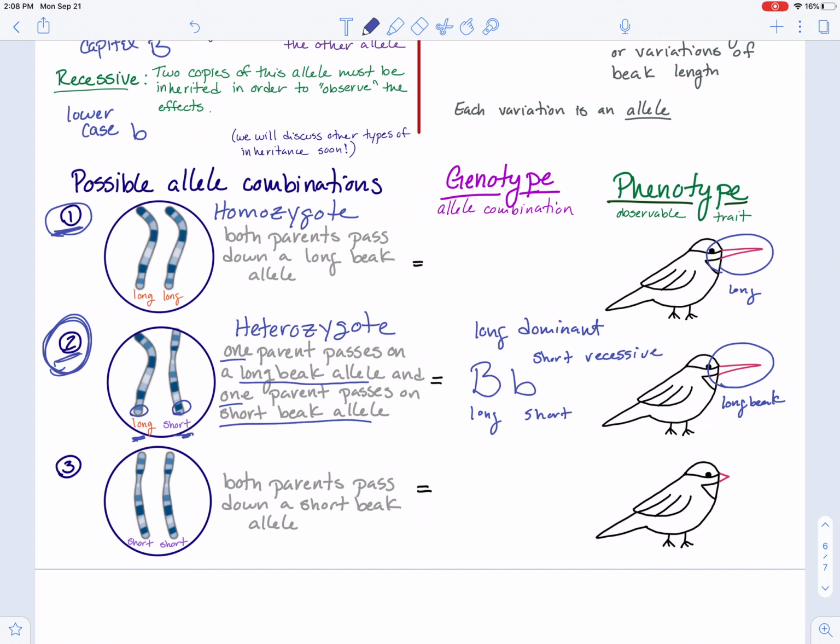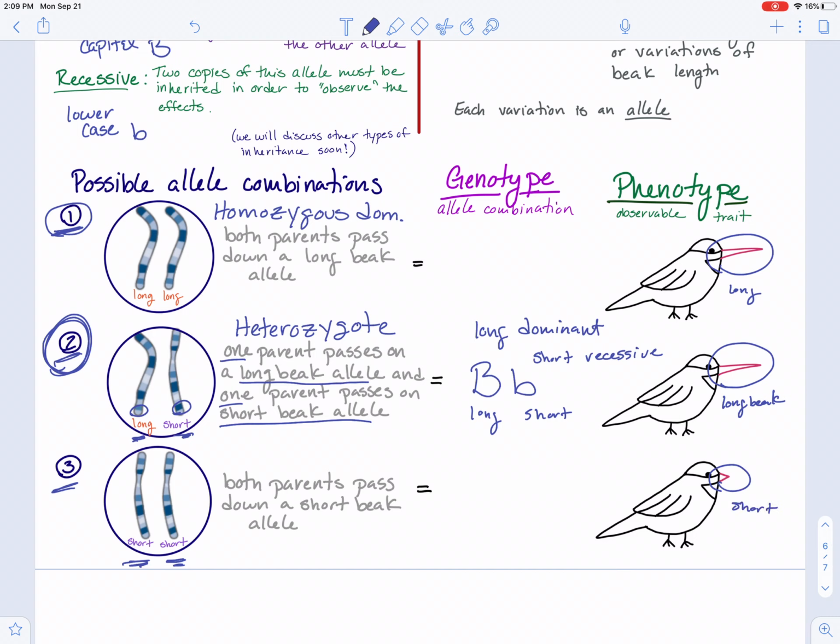And in this case, you could be even more specific. You could say that it was a homozygote for the dominant allele. I'm going to actually write this as homozygous dominant. So this bird is homozygous dominant. My third finch, my last finch, in this case inherited short alleles, and its phenotype, of course, is short because it only inherited short alleles.